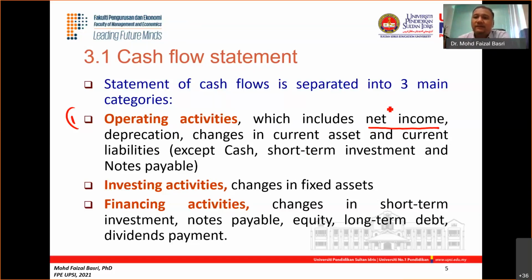Okay, net income we get from where? This is from the income statement. From the income statement, we have net income. Right. And then we have depreciation. So this is the second item. After net income, we will add depreciation.